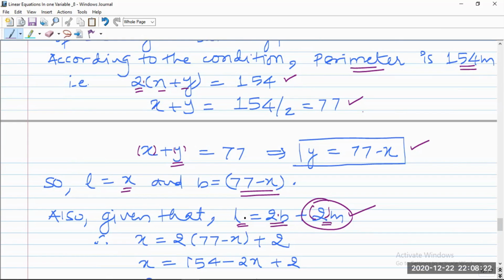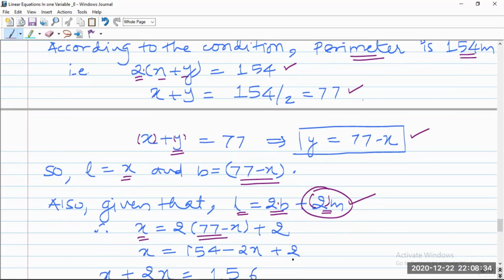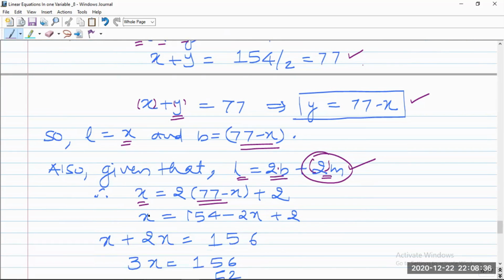Now express this L and B in terms of x. Length is x and breadth is 77 minus x, so x equals 2 times (77 minus x) plus 2 meters. Now simplify and get the value of x from it. Here we have the variable x on both sides. We need to take them to the left side only. So taking this minus 2x to this side will become plus 2x. So x plus 2x will give us 3x on the left side, and only the constants are left on the right side. So 154 plus 2 will become 156.